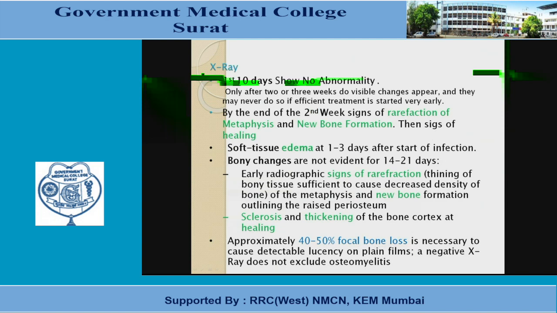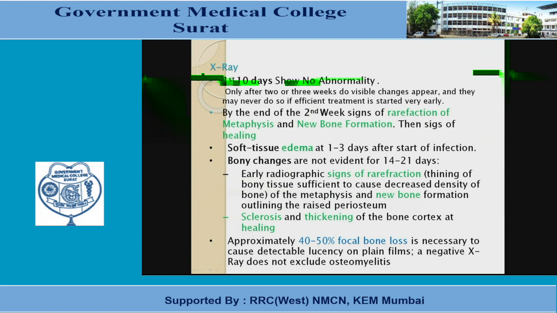By the end of the second week, the stage of new bone formation, there is rarefaction of the metaphysis and new bone formation, then the signs of healing. So early radiographic signs are rarefaction of the metaphysis and new bone formation outlining the raised periosteum. X-ray can diagnose only after 1 or 2 weeks, probably the end of the 2 weeks, because till that period the new bone, the involucrum, has been formed.